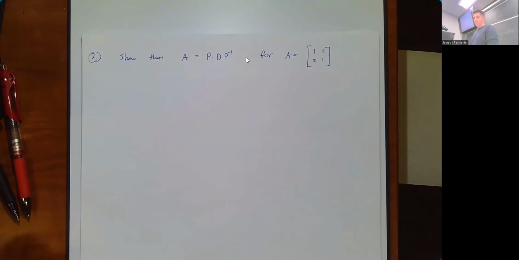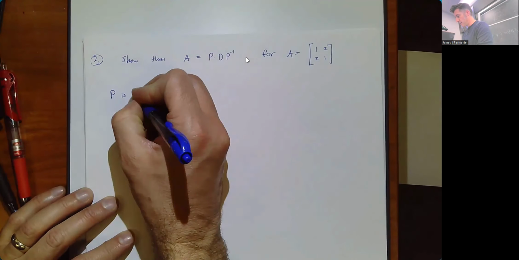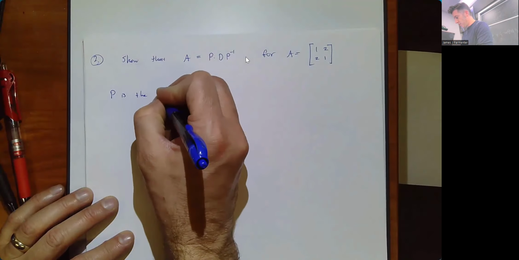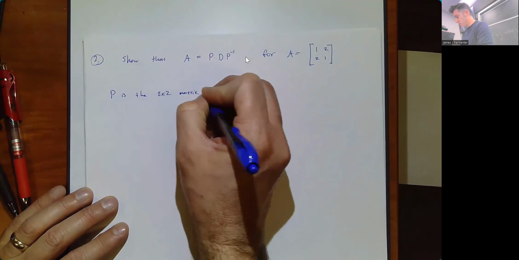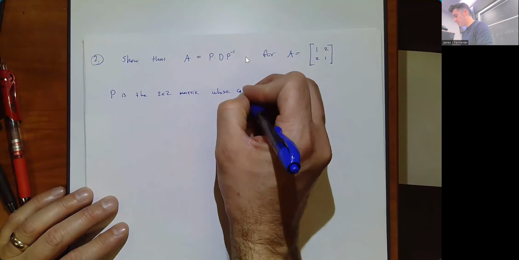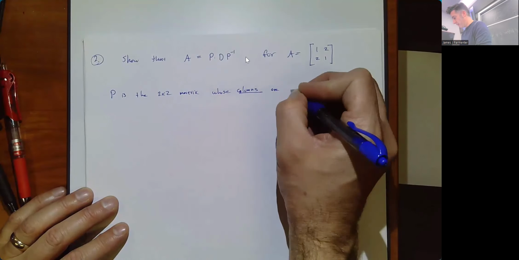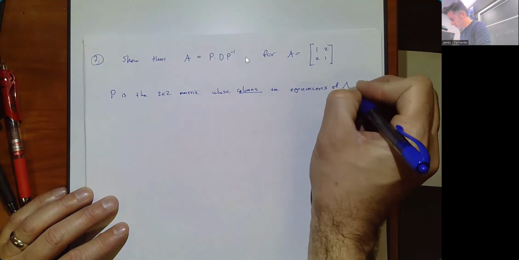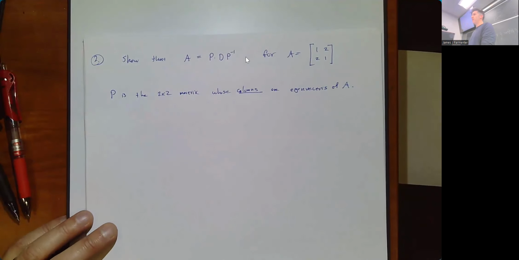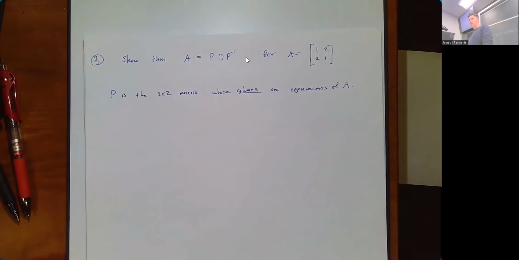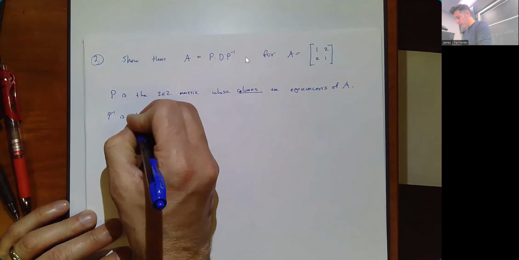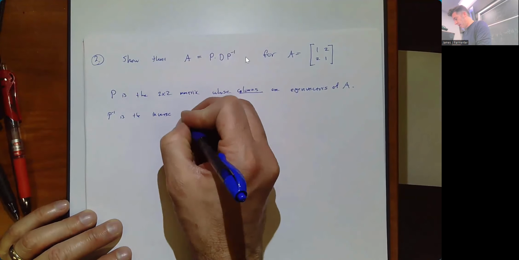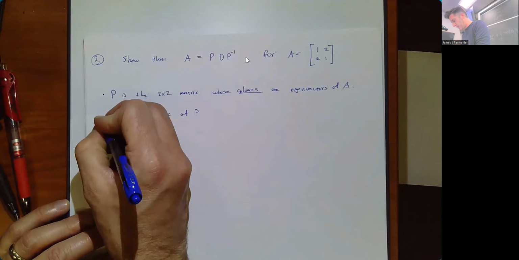So first of all, let me talk about what P and P inverse are. P is the 2 by 2 matrix whose columns are the eigenvectors of A. P inverse is P inverse. If you know what P is, then you know what P inverse is. You just find it the way we just found A inverse. So P inverse is the inverse of P. That seems kind of dumb to write, but since we're talking about what all things are, fine.